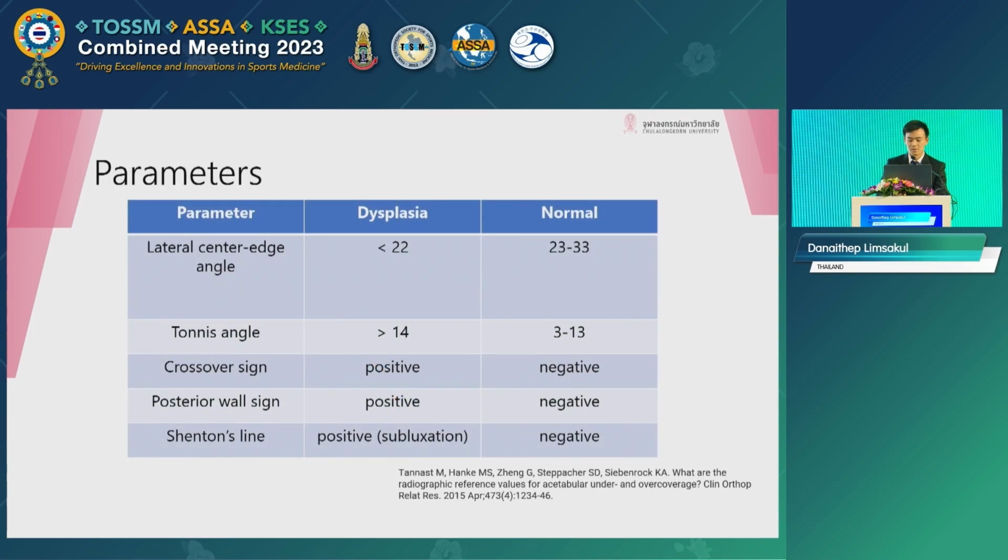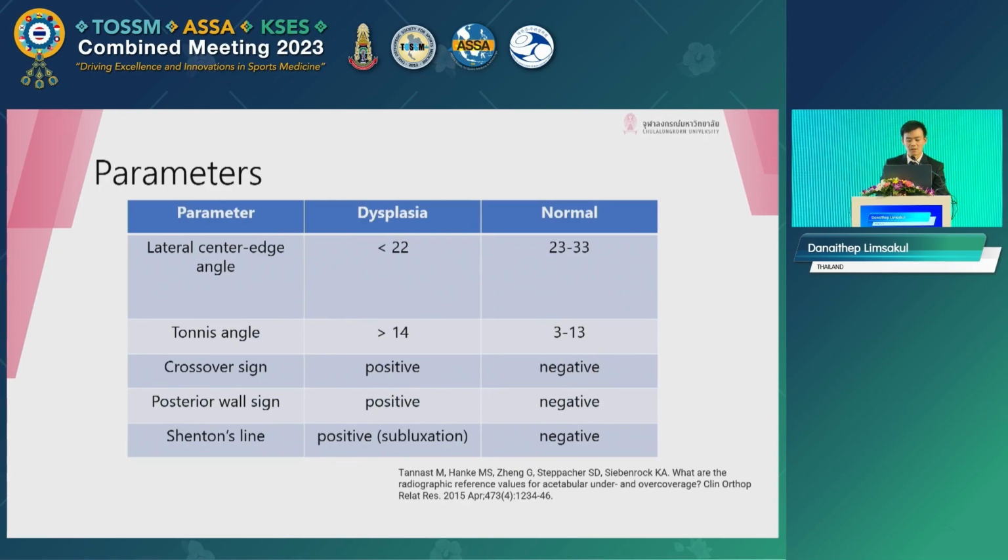A study in 2015 in CORR looked at about 500 to 600 hips and studied the parameters of the hip from dysplastic hips, normal hips, and some overcoverage hips, and found the sweet spot for the parameters of each measurement.